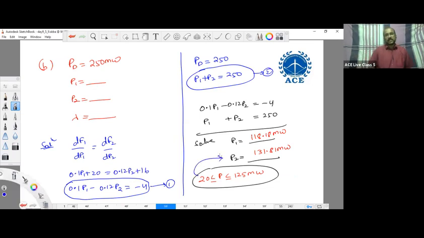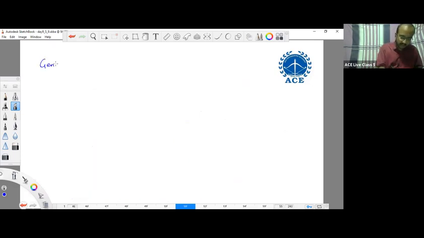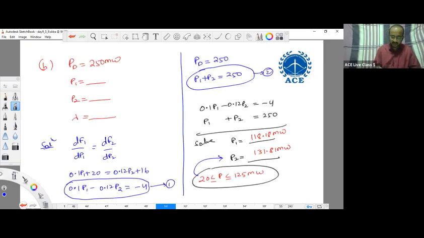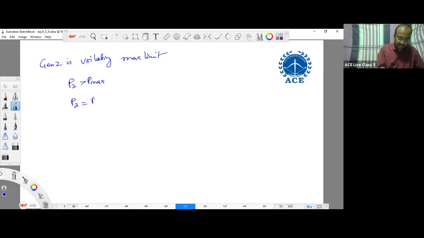P2 is violating which limit? Maximum limit or minimum limit? P2 is violating the maximum limit. Now generator 2 is violating the maximum limit. So P2 is greater than P maximum. P maximum is 125. So P2 should be set to P maximum. Set P2 to P maximum, 125 megawatt. P2 is 125 megawatt.